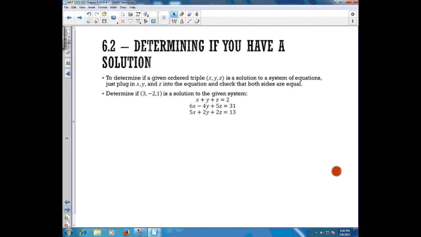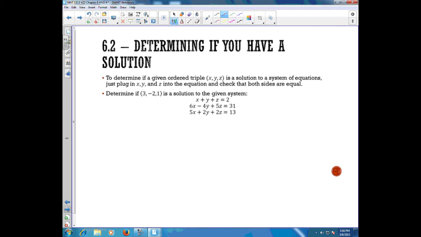So to determine if a given ordered triple, okay, so now we're talking about systems with more than two variables, so it's three variables, x, y, and z. If we want to determine if an ordered triple is a solution, we're just going to plug in x, y, and z and check that both sides are equal. And it should work for every equation. If 2 out of 3 works, then it's not a solution. It has to work for all three. So let's start this.